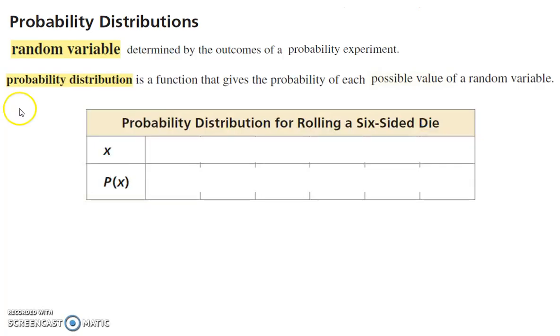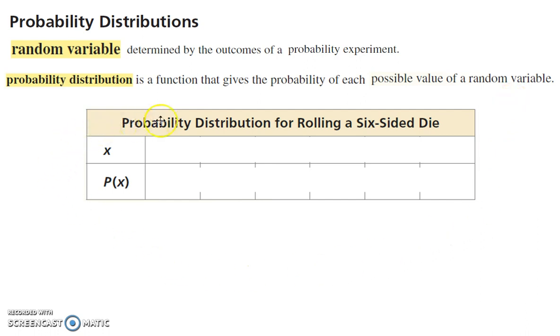First off, just looking at probability distributions, we have a couple of terms that I want to define. We have a random variable. A random variable is determined by the outcomes of a probability experiment. A probability experiment is something like rolling a six-sided die. And a probability distribution is a function that gives the probability of each possible outcome of a random variable.